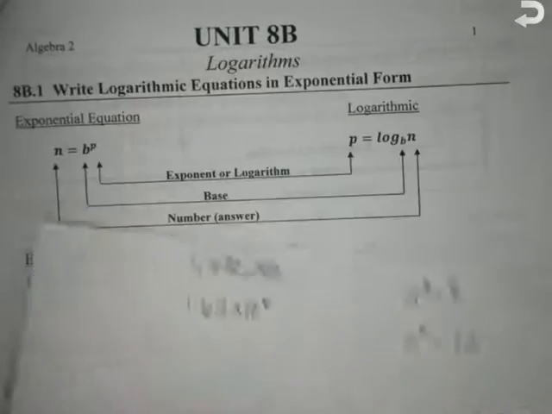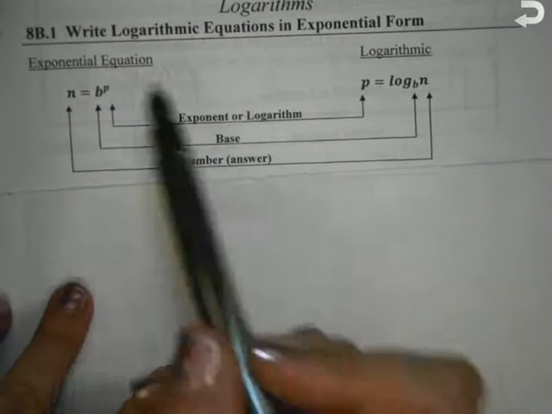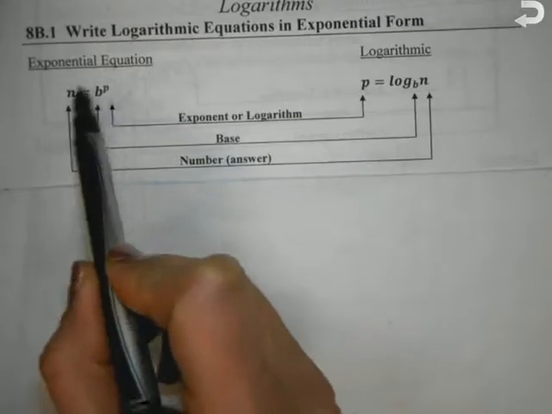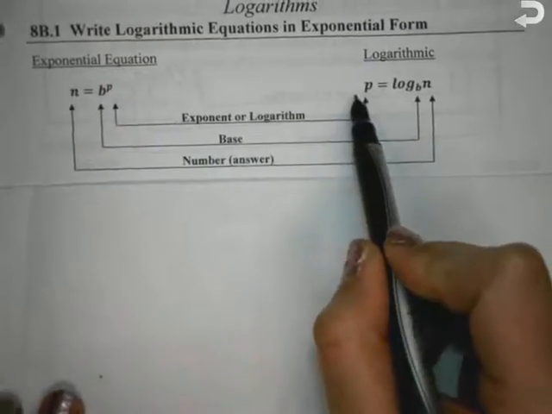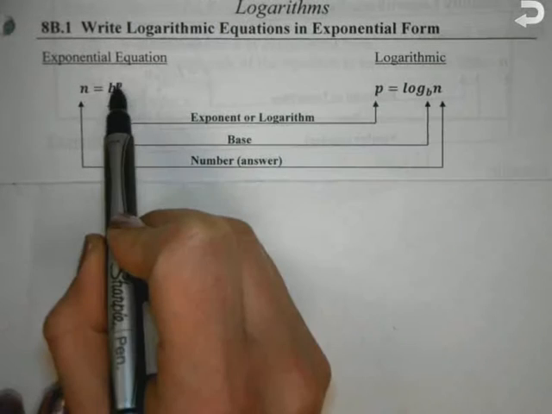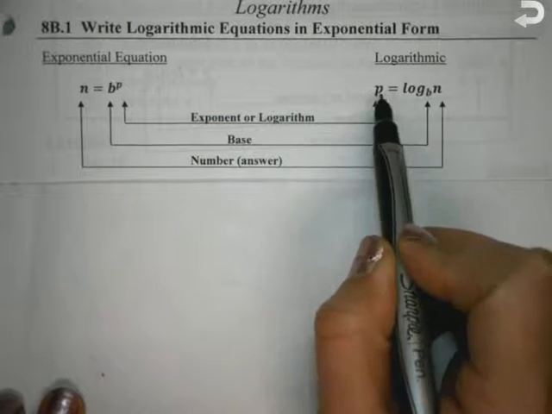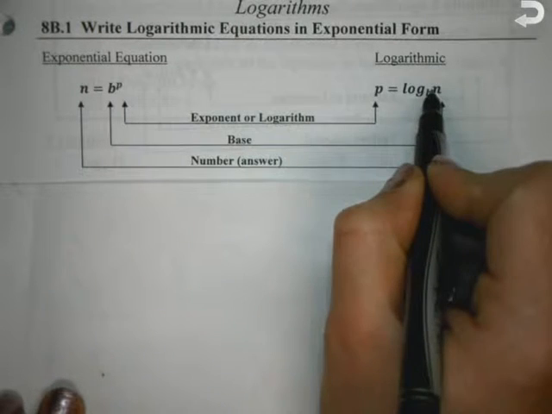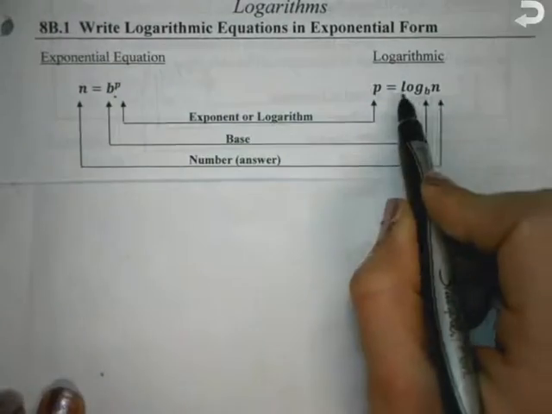What does the notation look like? Here's our exponential equation: n equals b to the p. That's something we've already seen before. If we want to write it as a logarithm, we take our exponent, and that becomes our answer. We read this as p equals log base b, because the base of the logarithm is the base in the exponential equation. So log base b of n.